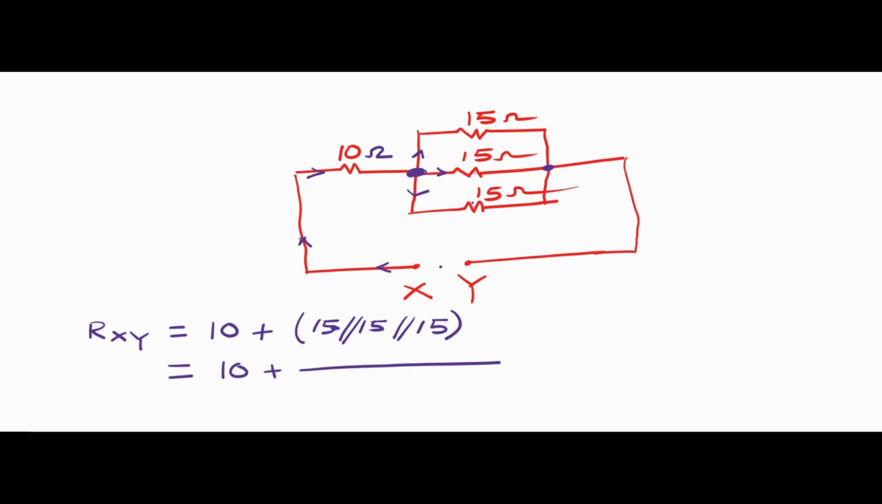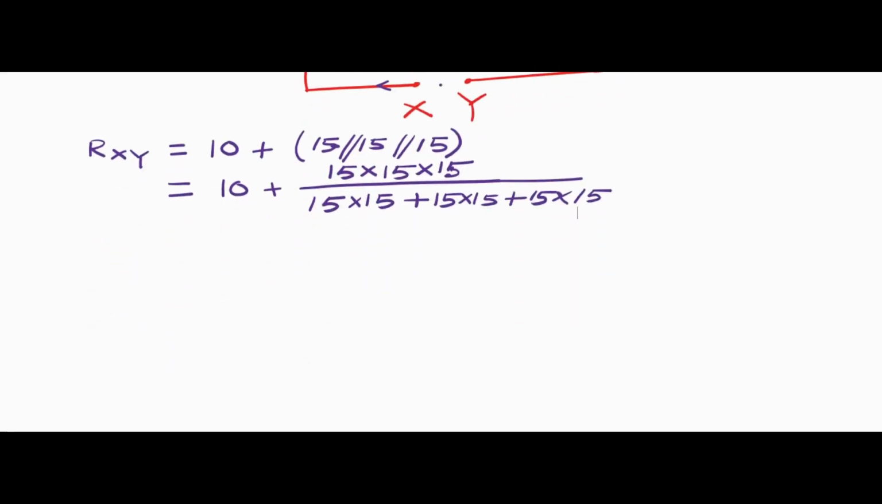What is the equivalent resistance of three resistances in parallel? In the numerator, the three values are multiplied: 15 into 15 into 15, and the denominator will be 15 into 15 plus 15 into 15 plus 15 into 15. So what will be the result?